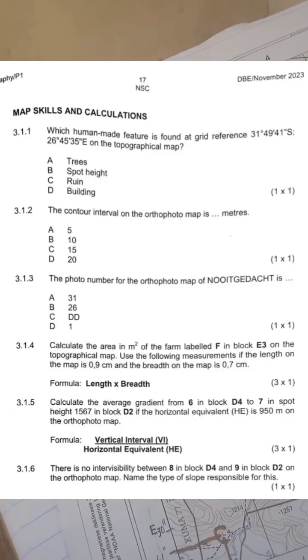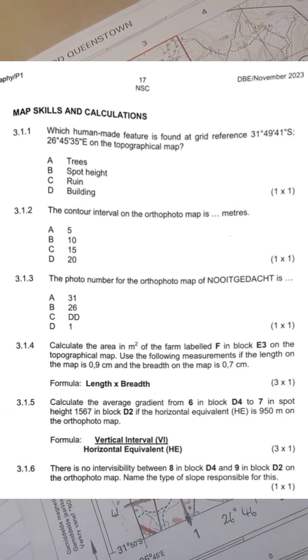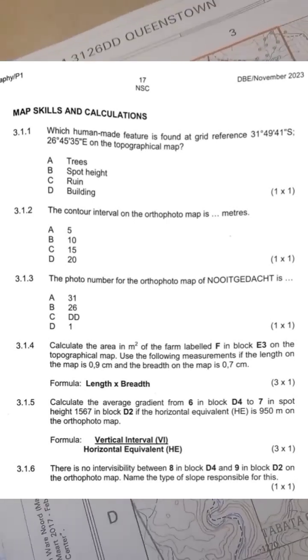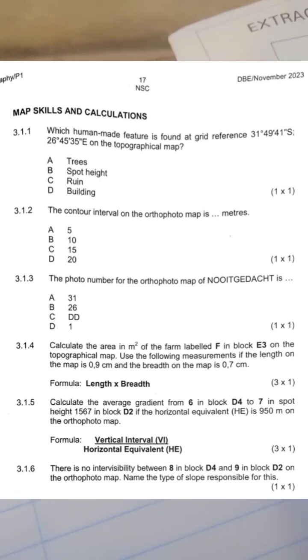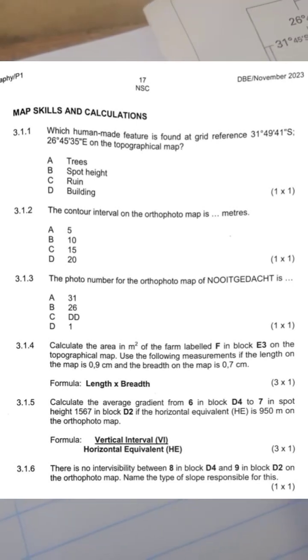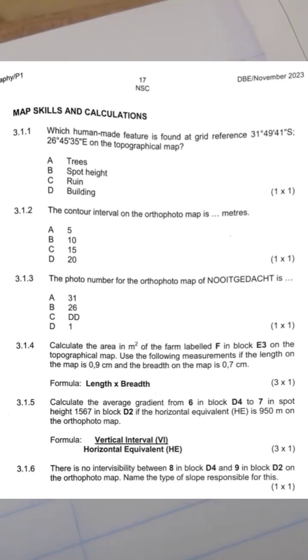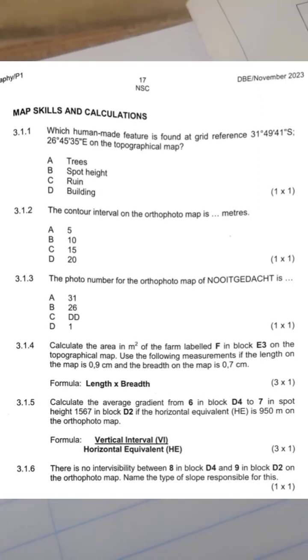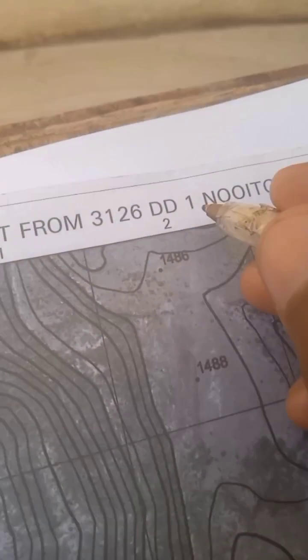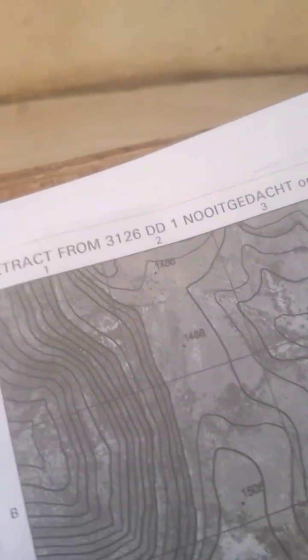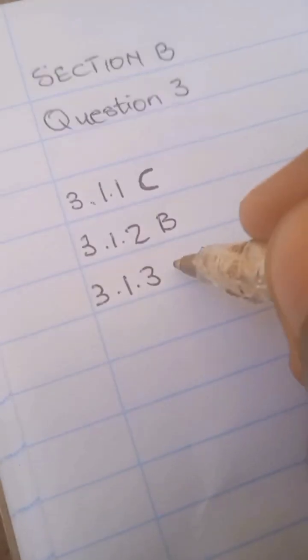So the photo number that we see is 1 there. So 1 corresponds with D. Looking at other options, A is 31, B is 26, C is DD, which is the map referencing, and then D is 1. So of course you can see the 1 right here. There we go, that is the photo number. So photo number 1, so we're going with D, which corresponds with 1.